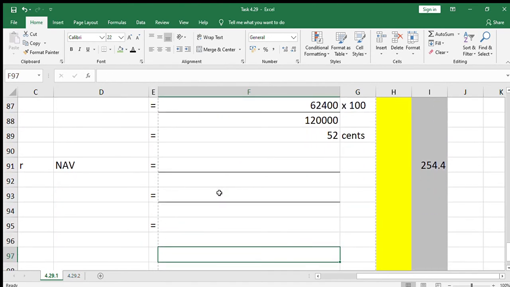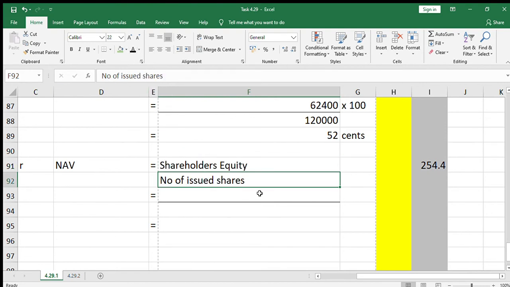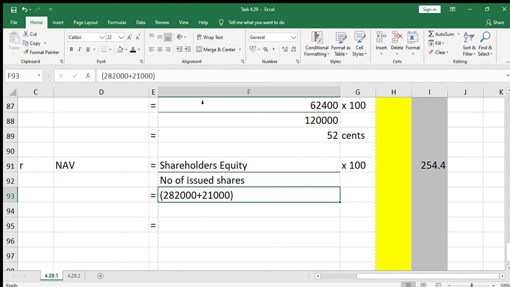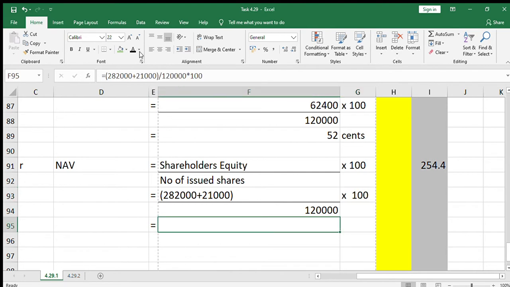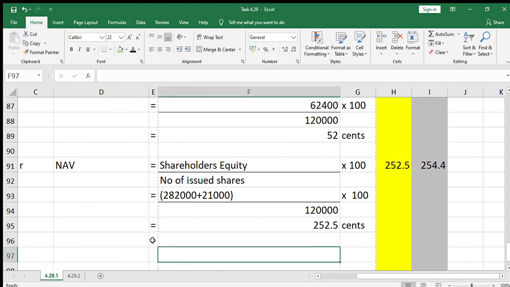Last calculation, net asset value per share, and the formula is shareholders' equity divided by the number of issued shares. Please remember that shareholders' equity is ordinary share capital plus retained income. So we're going to add up those two figures, divide by 120,000 and multiply your answer by 100. That will give you 252,5. Okay, now I'm going to put that in here. 252,5.